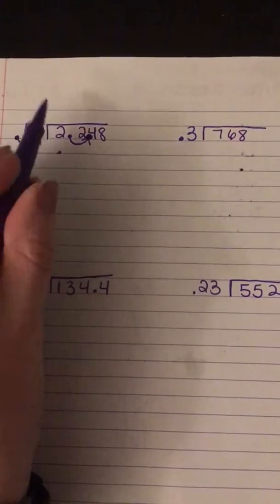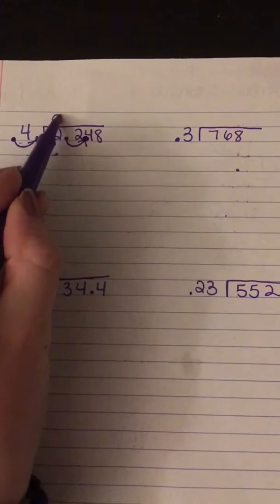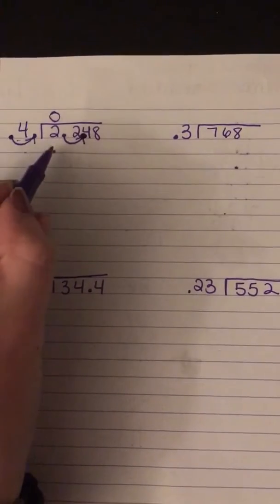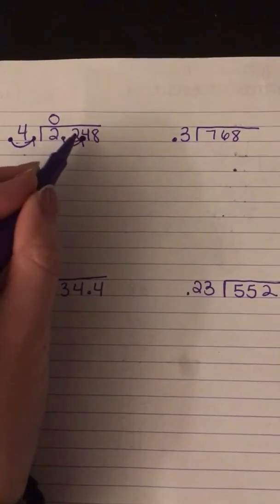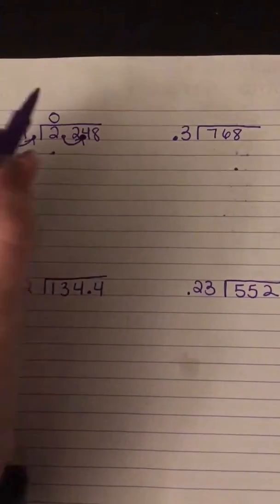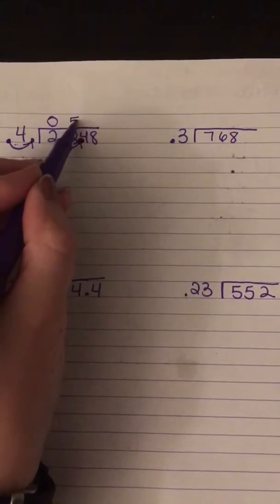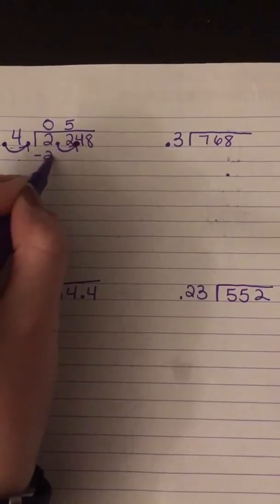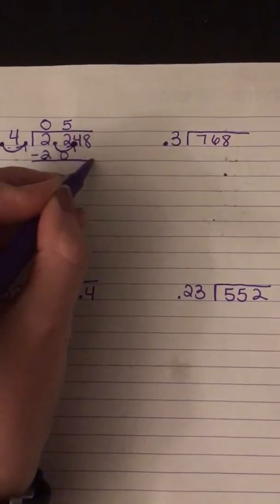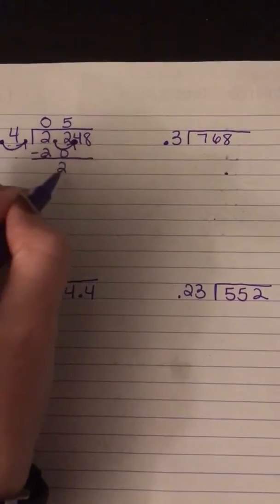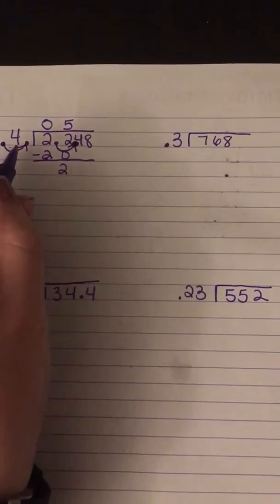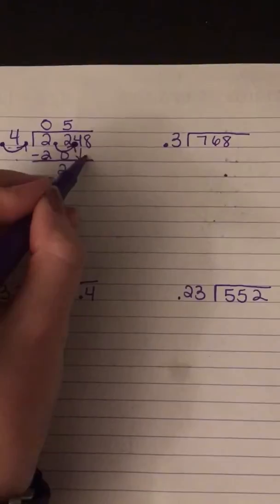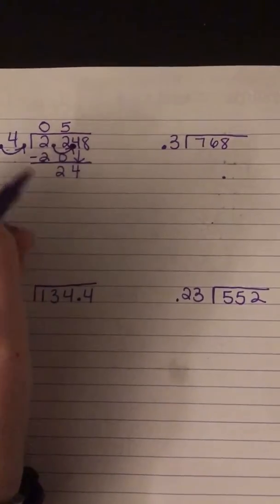Can 4 go into 2? Nope. Make sure every digit has a buddy. Can 4 go into 22? Yes. 5 times. 4 times 5 is 20. Divide, multiply, then subtract. Remember, make sure this number is always less than your divisor. Bring it on down. Bring it on back.